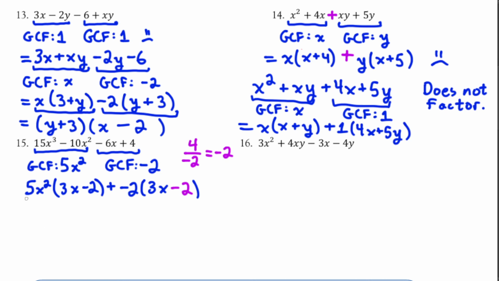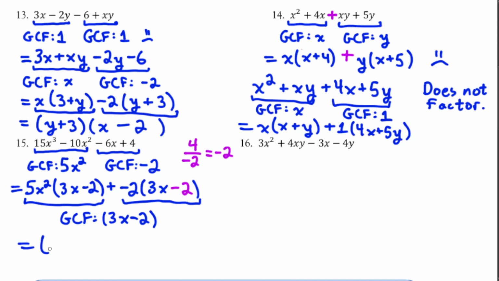If factoring by grouping works, then the two groups will have something in common. Sure enough, they do. They both have a greatest common factor. They both have a common factor of 3x minus 2. So let's take out 3x minus 2 and see what's left. I take out 3x minus 2 from the first group, and I get 5x squared. I take out 3x minus 2 from the second group, and I get negative 2.